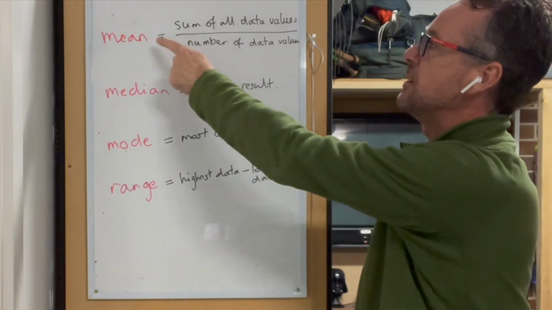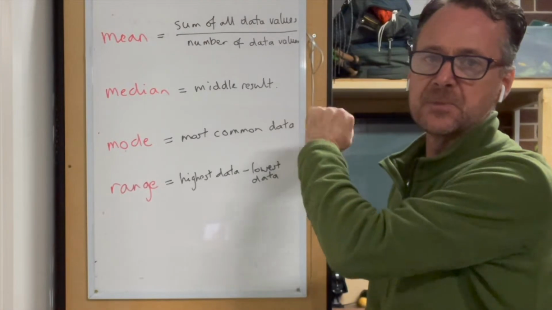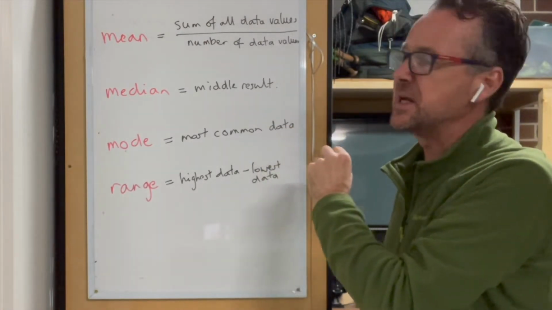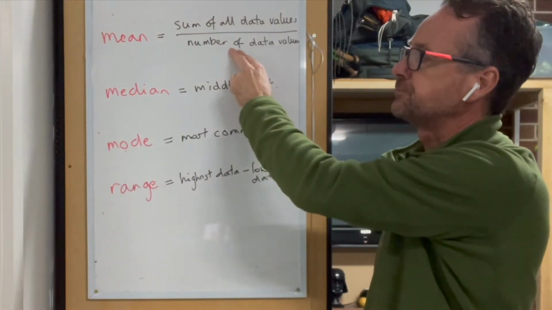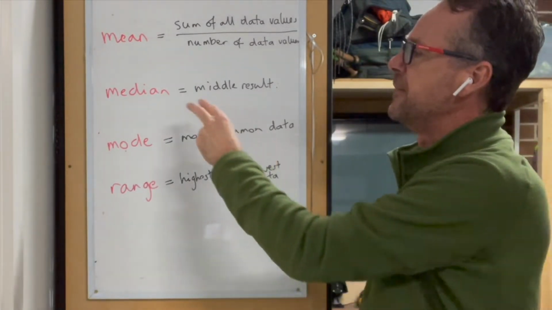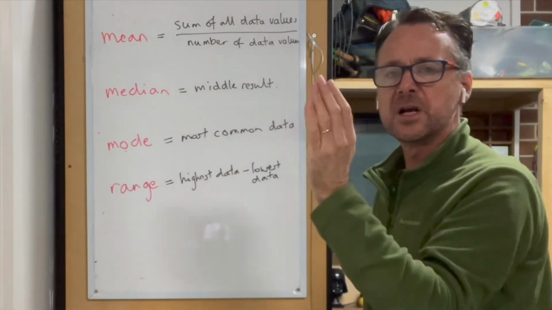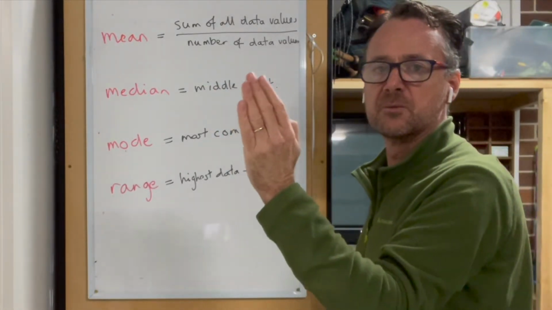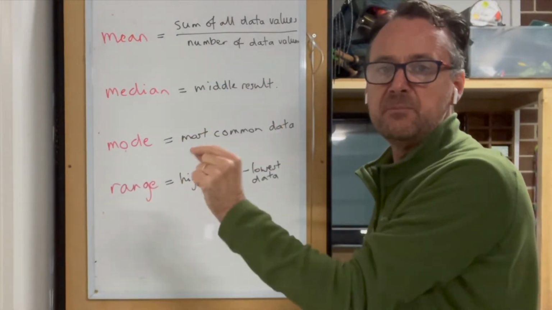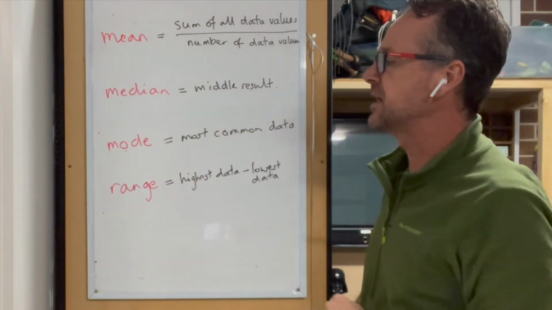you need to sum all of those data values together, then count up how many individual ones there are, and then divide by that number. We'll do an example in a moment. The median is the middle result out of a set of data. So you line up all of your data from smallest to largest, and then find the middle point and find that bit of data.